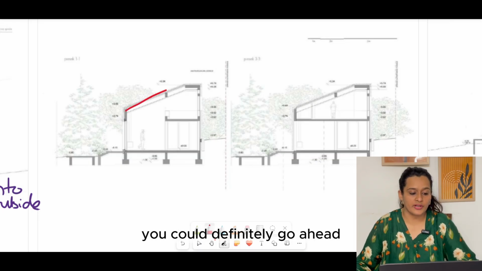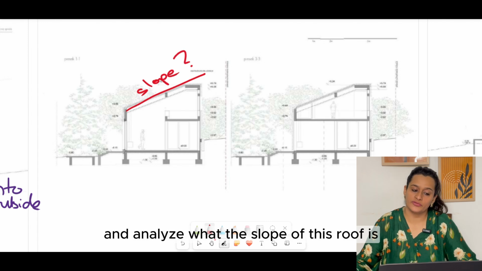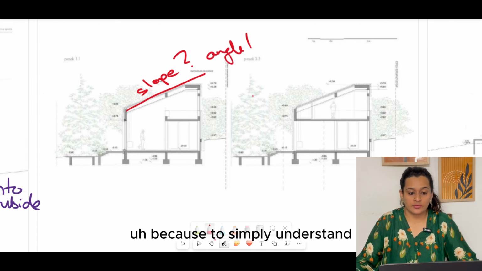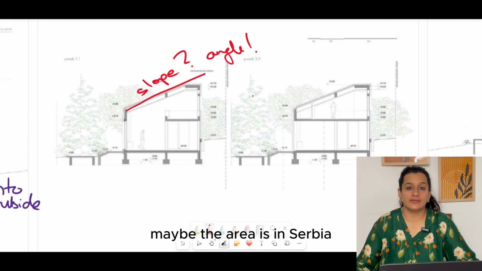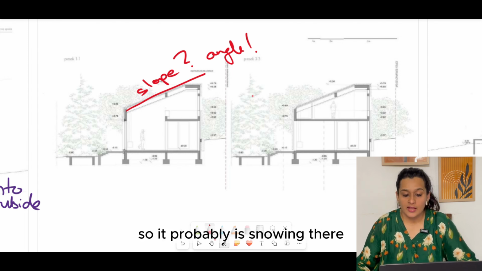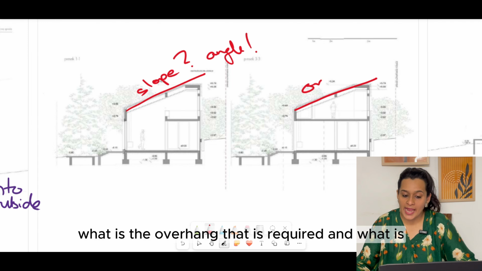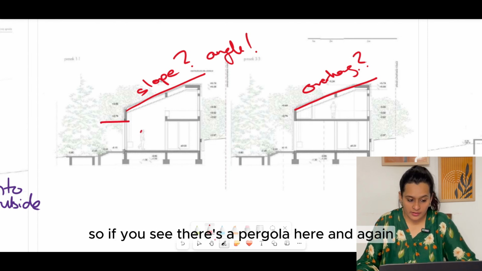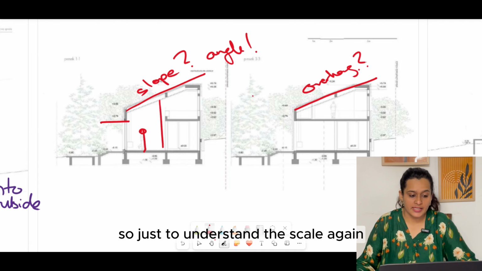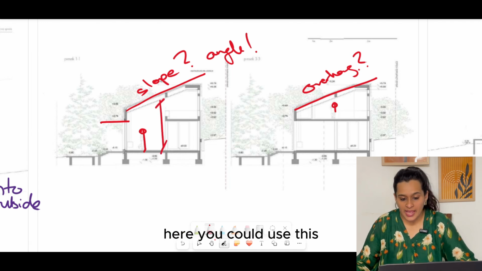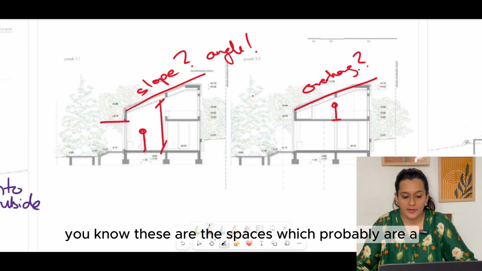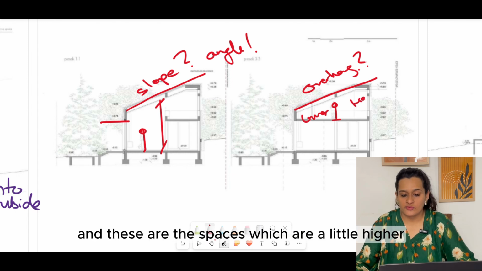Looking at this section, you could definitely go ahead and analyze what the slope of this roof is. Why is the roof at this angle? To simply understand, maybe the area is in Serbia, so it probably is snowing there. So understand what overhang is required, and what part is cantilevered. If you see, there's a pergola here, and again we have a human figure here. Just to understand the scale, again here you could use this, and see here also they have a human scale, just to tell you that these are the spaces which probably are a little lower, and these are the spaces which are a little higher.